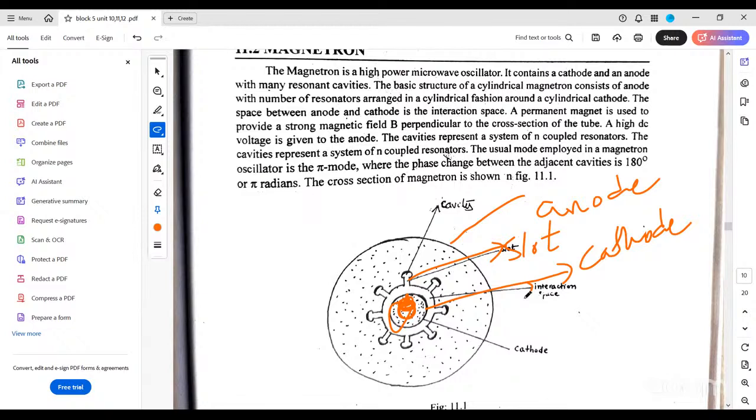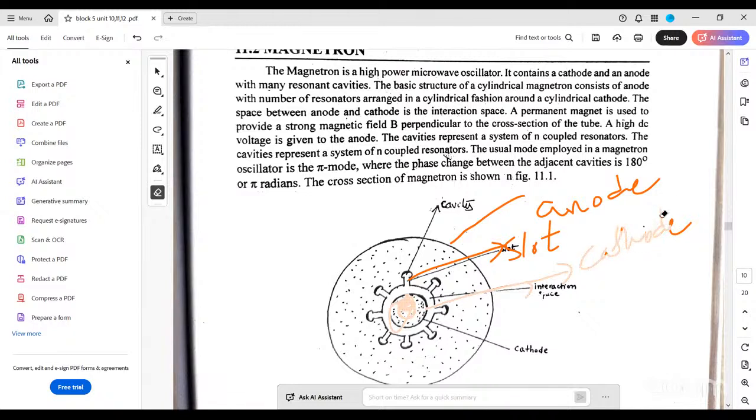Just a small correction. The interaction space is the space between the resonator cavities and cathode. The space in between is called interaction space.